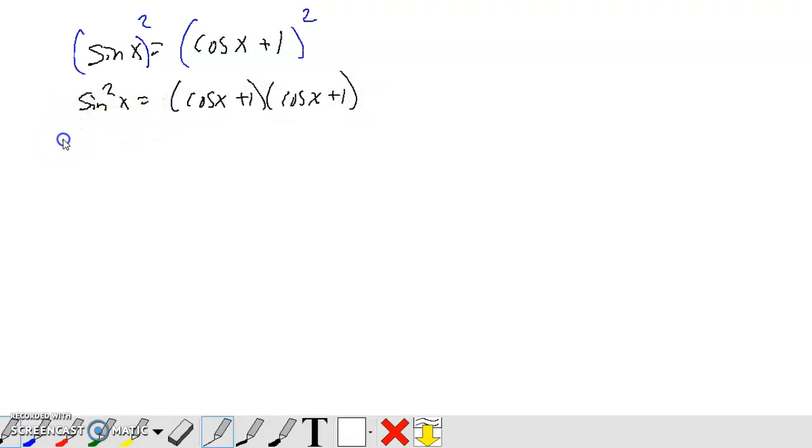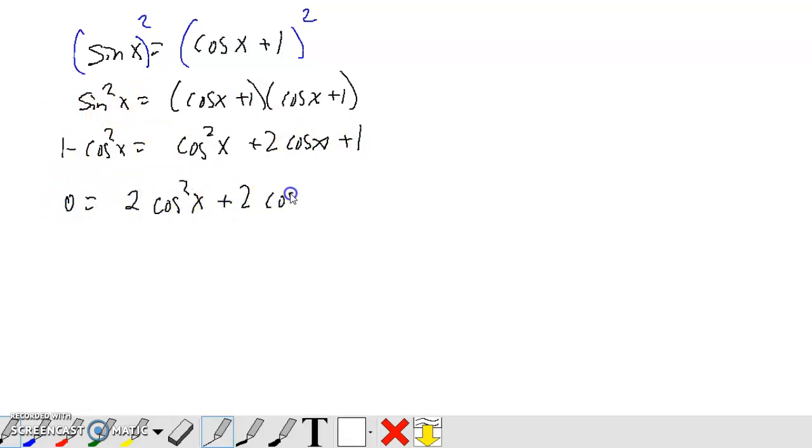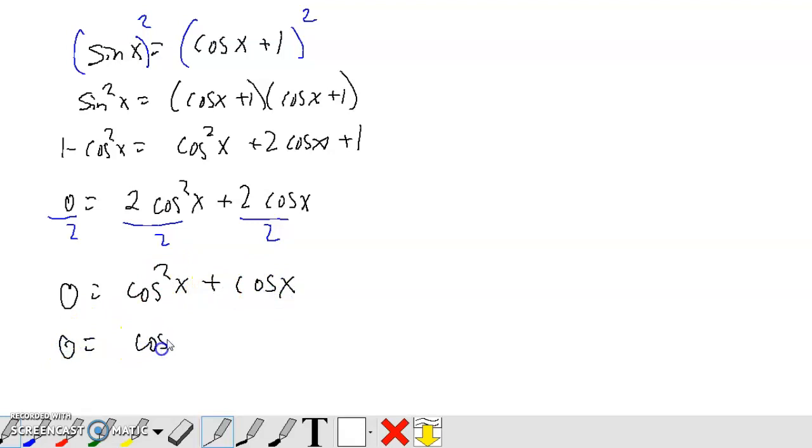I'm going to change this now to 1 minus cosine squared of x. This is going to give me cosine squared of x plus 2 cosine of x plus 1. Let's set this equal to 0. So 2 cosine squared of x plus 2 cosine of x. The 1's cancel out. I can divide everything by 2. That's not going to change my problem. So 0 is equal to cosine squared of x plus cosine of x. I'm going to factor out a cosine and set them each equal to 0. So cosine of x equals 0, and cosine of x plus 1 equals 0.